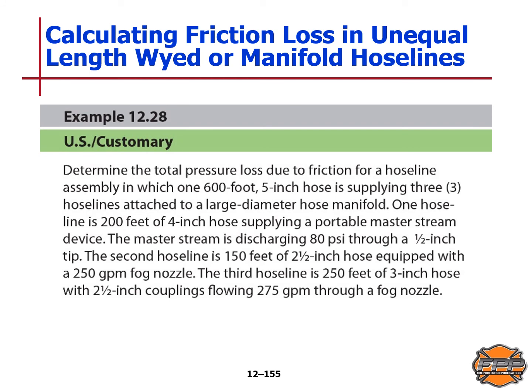Here's example 12.28 from your book. Determine the total pressure loss due to friction for a hose line assembly in which one 600-foot 5-inch hose is supplying 3 hose lines attached to a large diameter hose manifold. One hose line is 200 feet of 4-inch hose supplying a portable master stream device. The master stream is discharging 80 psi through a 1.5 inch tip. The second hose line is 150 feet of 2.5 inch hose equipped with a 250 gallon per minute fog nozzle. The third hose line is 250 feet of 3-inch hose with 2.5 inch couplings flowing at 275 gallons per minute through a fog nozzle.